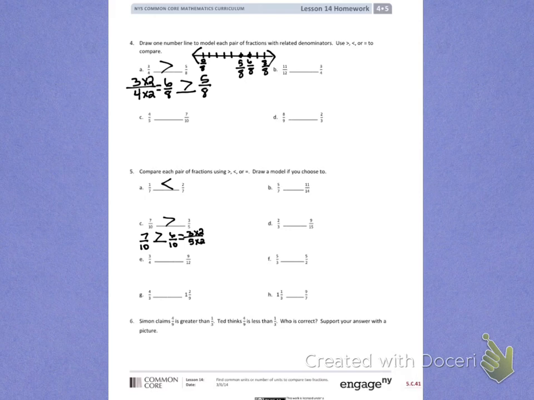Let's do one more. Let's do letter E. I have 3/4 compared with 9/12. Well, I have a 4 and a 12 for my denominator. I can make my 4 become a 12 by multiplying it. What would we multiply by? By 3. And that would create a 12, but I have to do that up top too. So now I'm looking at a fraction that's going to say 9/12, and I want to compare that with 9/12. That's going to be equal. 9/12 is equal to 9/12. So 3/4 equals 9/12.